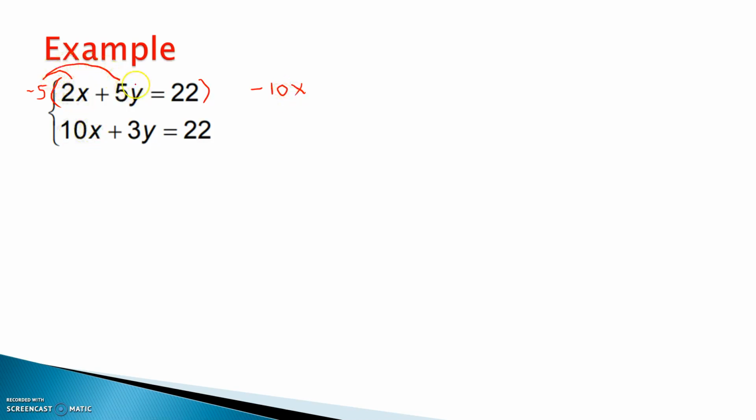Negative 5 times 5 is negative 25y. Negative 5 times 22, well, 22 times 5, 2 times 5 is 10. Again, 10 plus 1 is 11, so I get 110, and it's actually going to be negative 110. Okay, the bottom one has to stay the same because I'm trying to cancel out the x's here. Plus 3y is equal to 22.